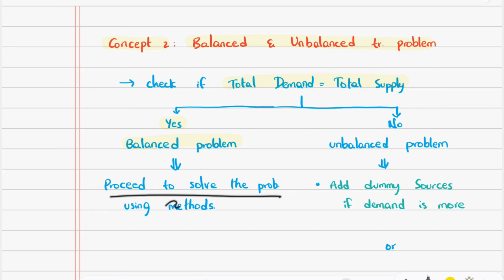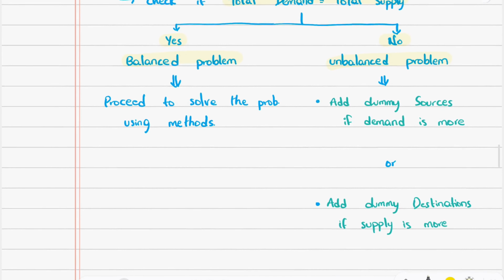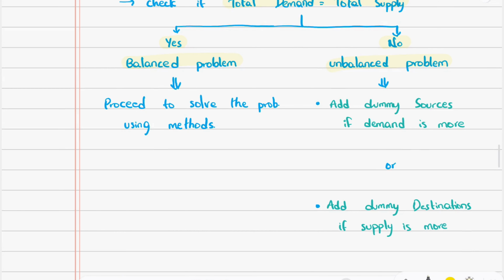Then we can proceed to solve the problem using any of the methods. However, let's say the total demand is not equal to total supply. We will call it an unbalanced problem. Then we need to convert this unbalanced problem into a balanced one, which basically means the total demand should be equal to total supply. For this, there are some simple steps. We need to add dummy sources if demand is more, or we need to add dummy destinations if supply is more.